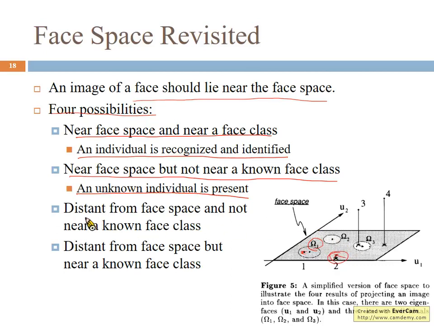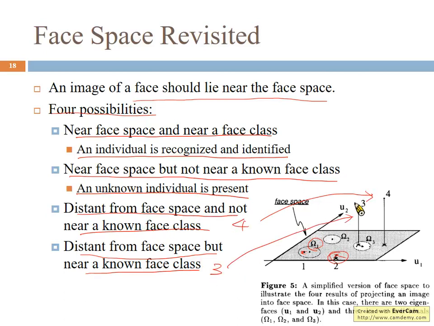The third case is distant from face space and not near a known face class. The fourth case is distant from face space, but near a known face class. So this is case number four here, and this is case number three here. Case number four is distant from face space. That means the given image is actually not a face image, and its appearance is not similar to a face.